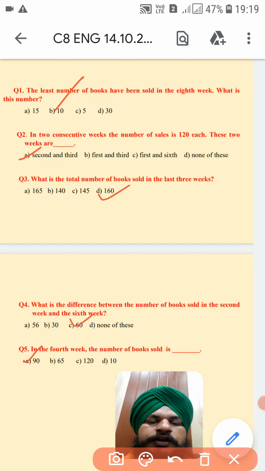So these were the correct answers of this comprehension. So hopefully you understood this.